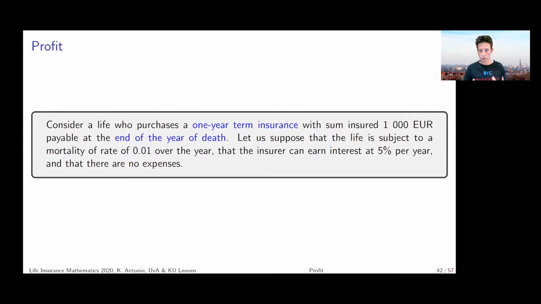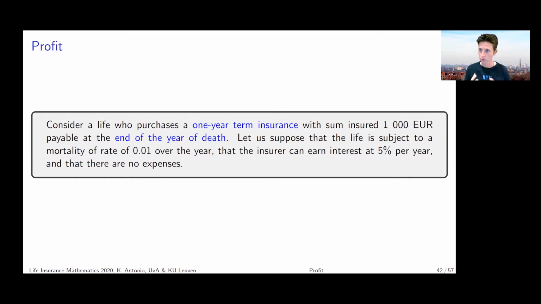We're going to start with an example of a very simple product so that we can get a bit of grip on this profit and loss on a single insurance contract. So here we consider a one-year term insurance with a sum insured of €1,000 that is payable at the end of the year of death. We're going to suppose that the life is subject to a mortality rate of 0.01 over the year. The interest rate is 5%. There are no expenses.